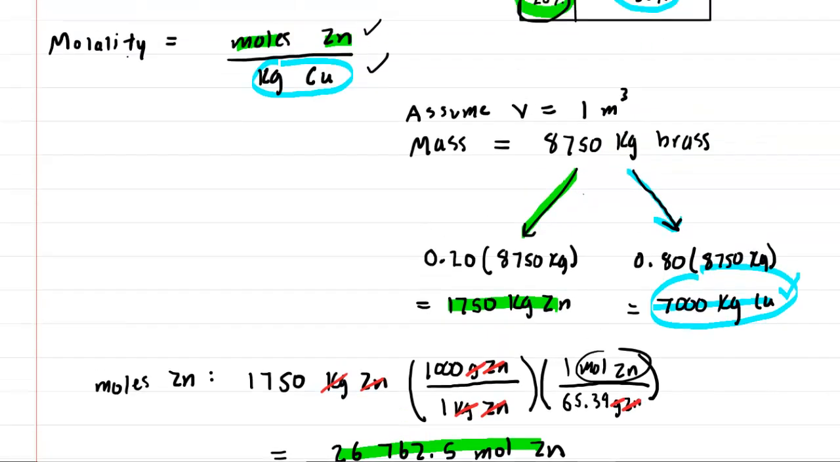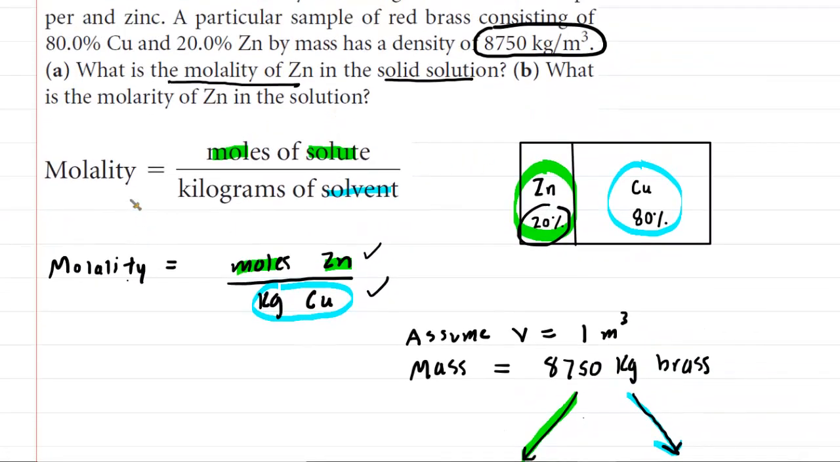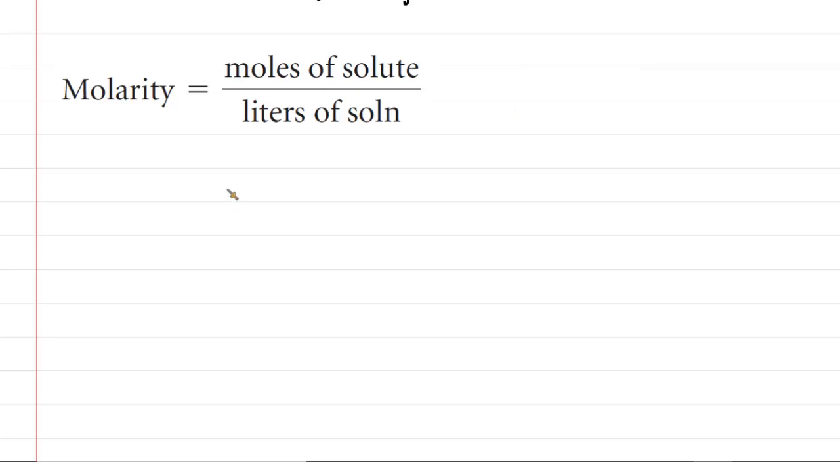Let's take a look at part B next. And now we need the molarity of zinc in the solution. So let's grab the formula for molarity next. So here is the general formula for molarity. We have the moles of solute, and then that's going to be divided by the liters of solution. Now, let's recall the solute is zinc, so we can actually say that the molarity here is equal to the moles of zinc, and then divide that by the liters of the brass solution. So we'll just say liters of brass.